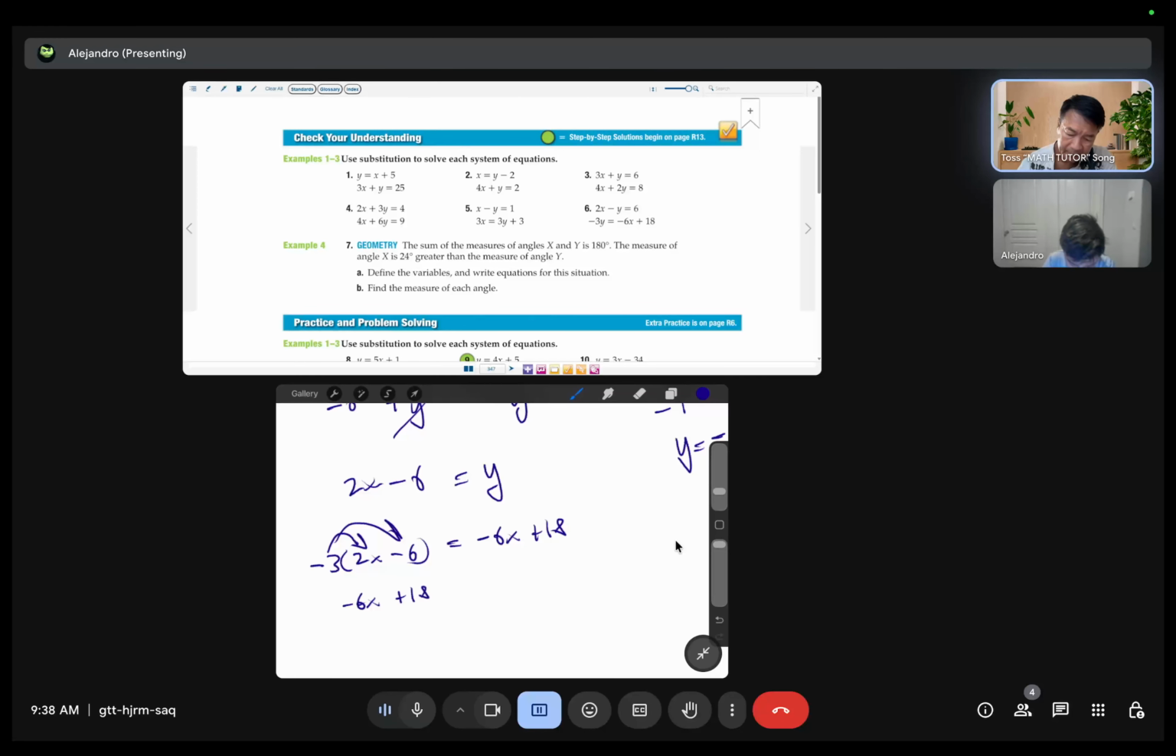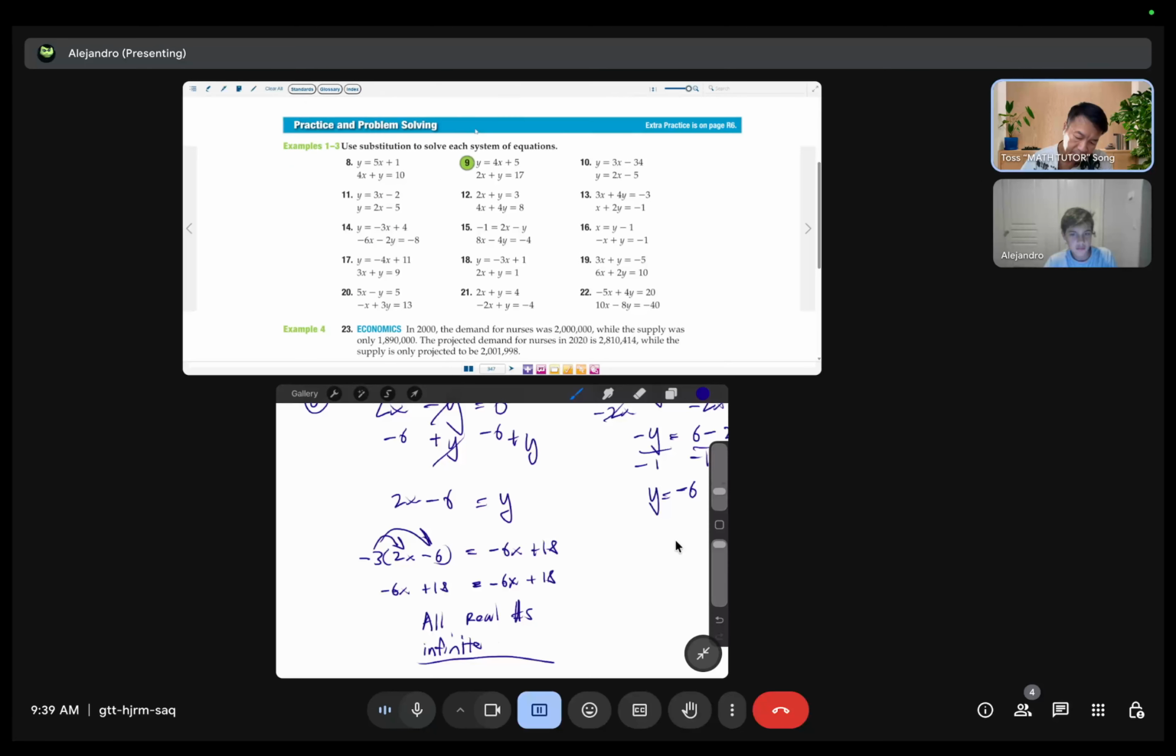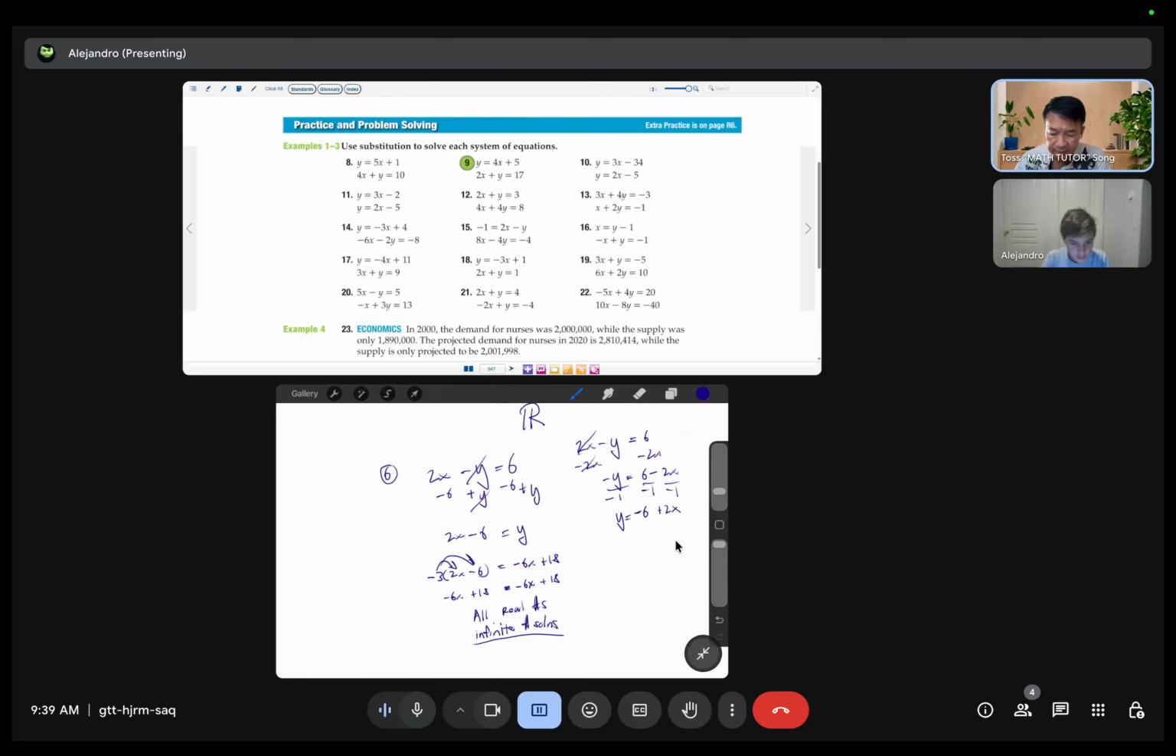We stop again. They're actually trying to train you to be ready for the all real numbers and no solution types. See that? Stop. We don't want to continue right now. You want to stop and then say all real numbers, or infinite number of solutions. You can write one or the other, or all of it if you want. Infinite number of solutions is actually more correct, by the way. Okay, all right. Continue on.